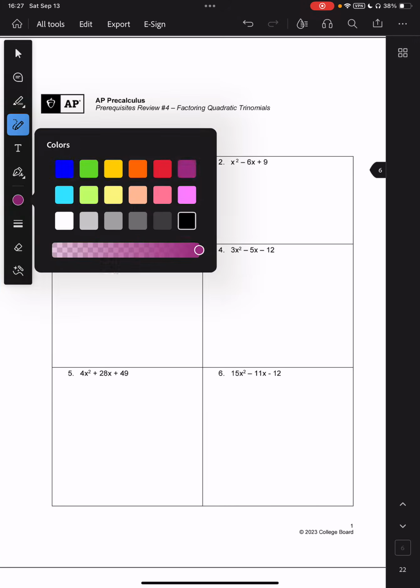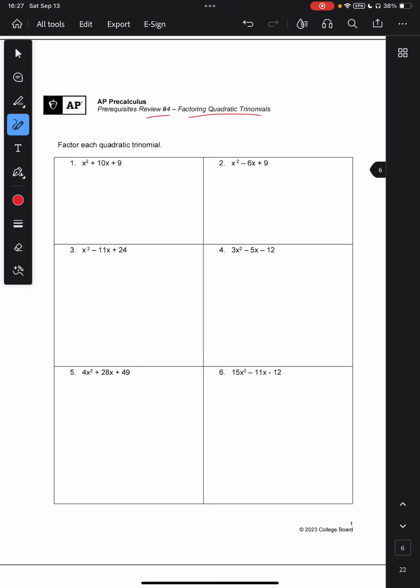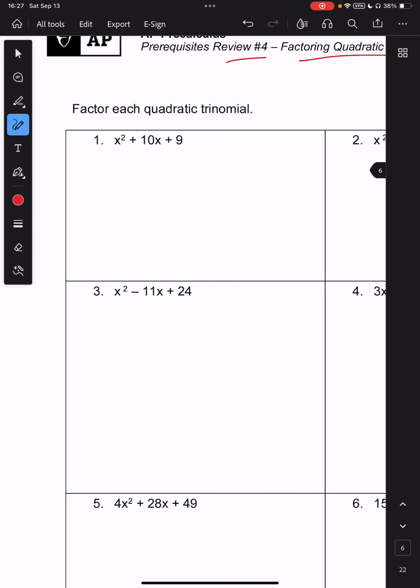Hello and welcome back. Today we are doing prerequisites number 4 in this video. So what we are doing is factoring quadratic trinomials. So this is from Algebra 1, and we're just going to be factoring each of these quadratics.